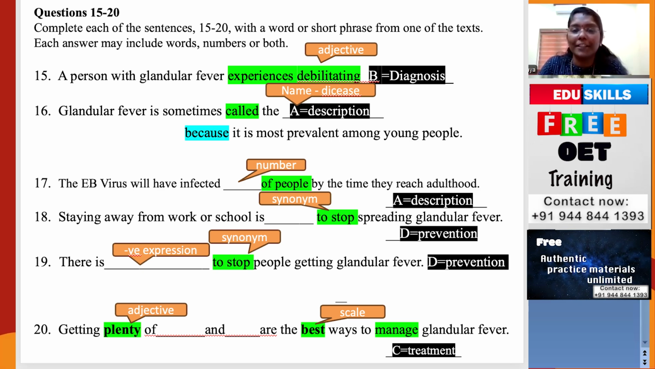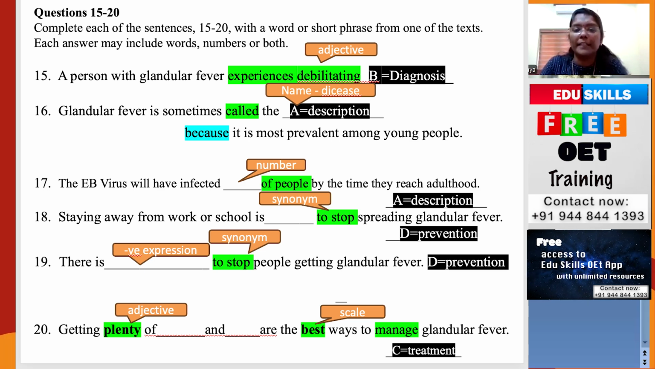Okay. Eighth question. What does EBV stand for? EBV is the abbreviation we already told, in which text? A. Which lymph gland? That is the name of the organ. Which lymph gland is likely to be swollen if a person has glandular fever? Then that is the B text. B, symptoms.